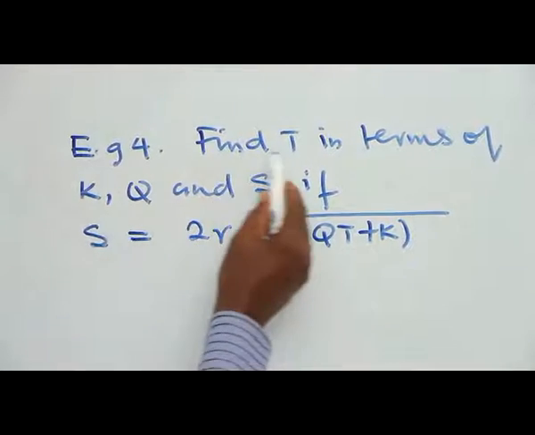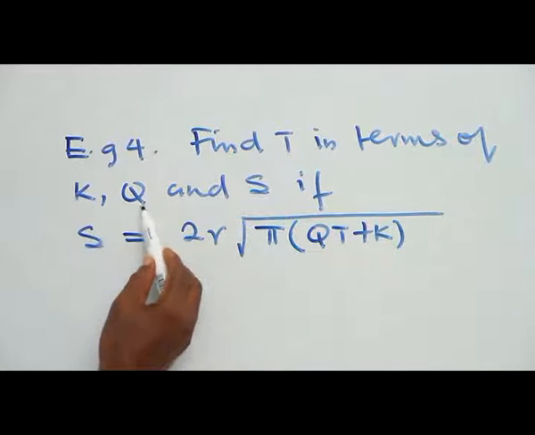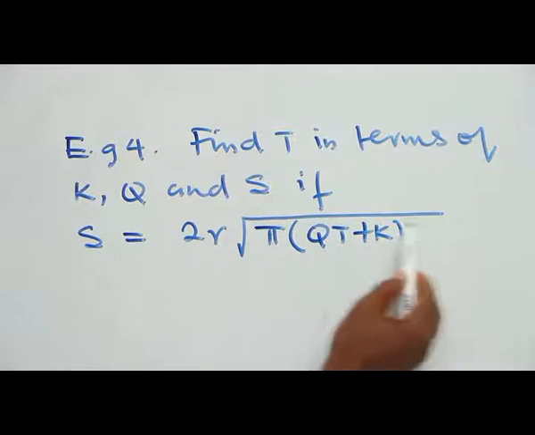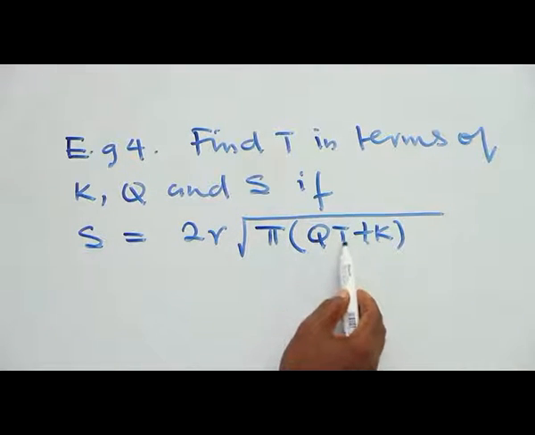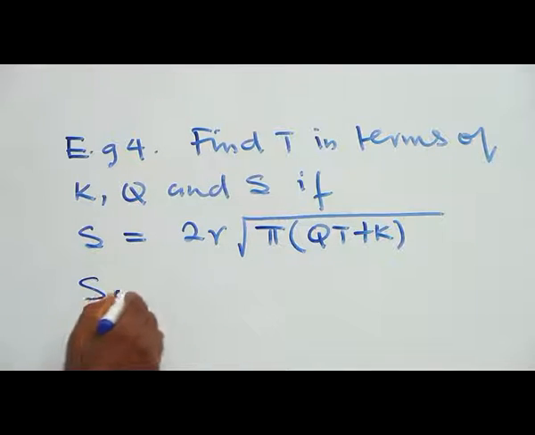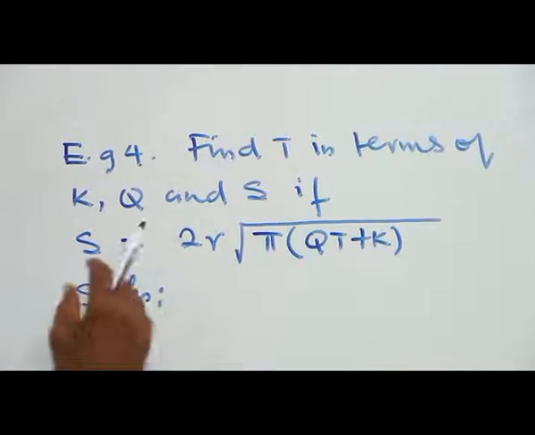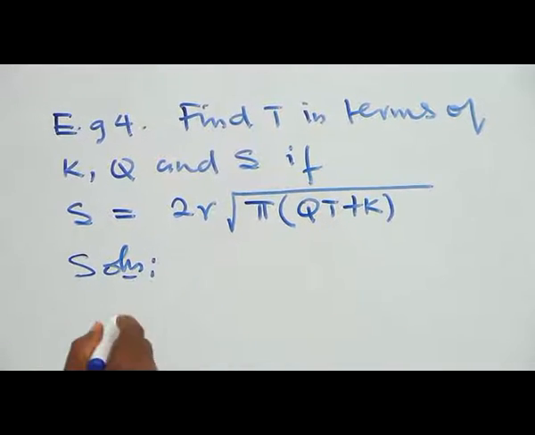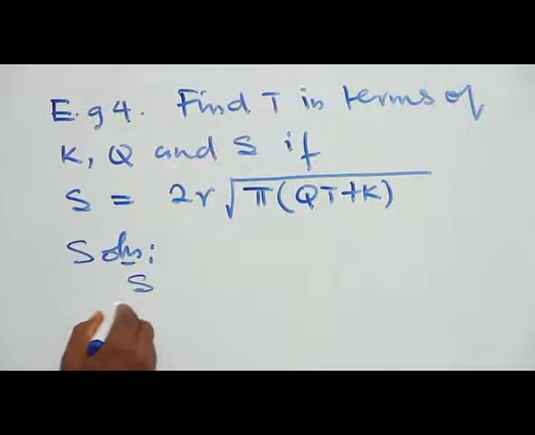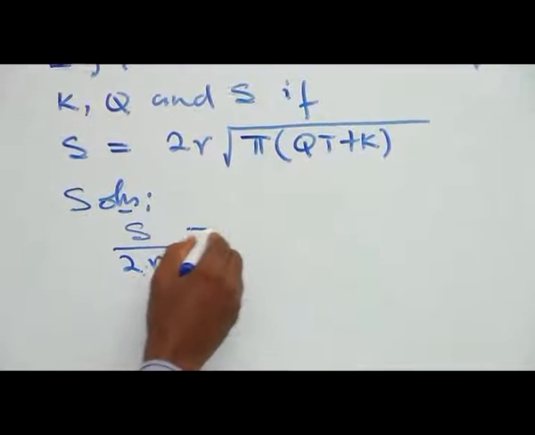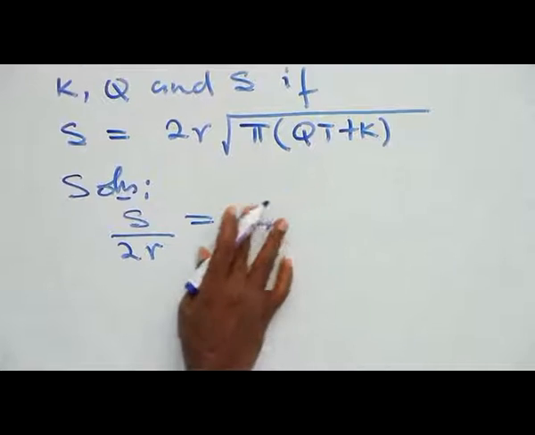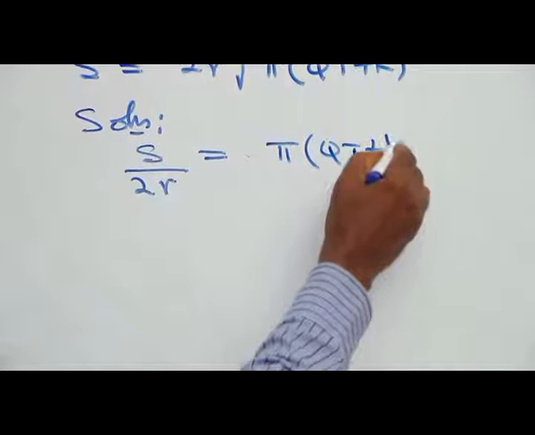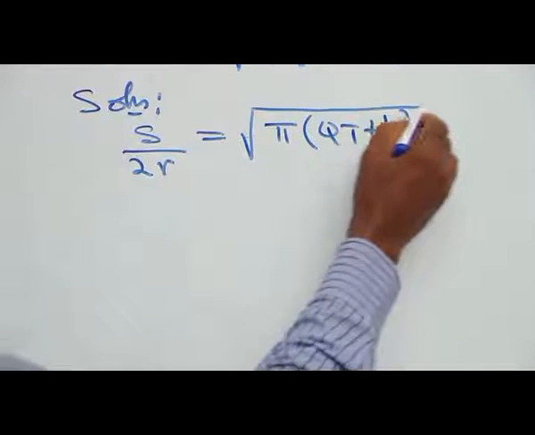Example number 4. Find t in terms of k, q, and s if s is equal to 2r into the square root of pi into qt plus k. Solution. Do not attempt to square both sides as it is like this. It will be proper for you to first of all divide both sides by 2r, so s all over 2r is equal to the square root of pi into qt plus k.